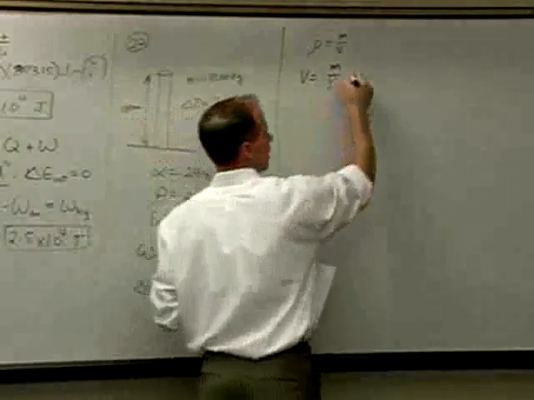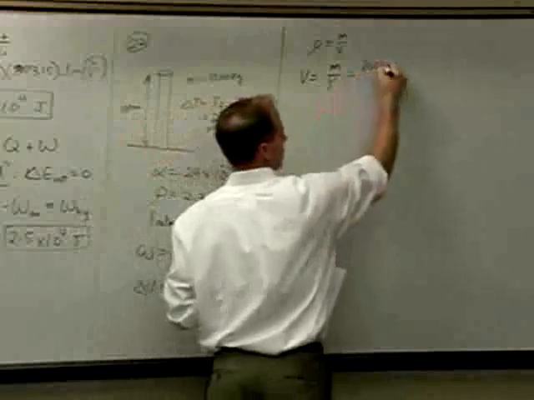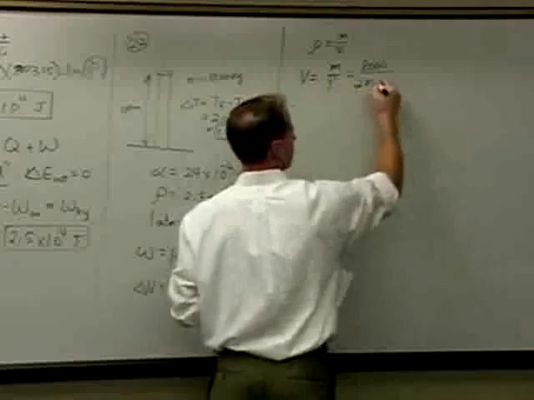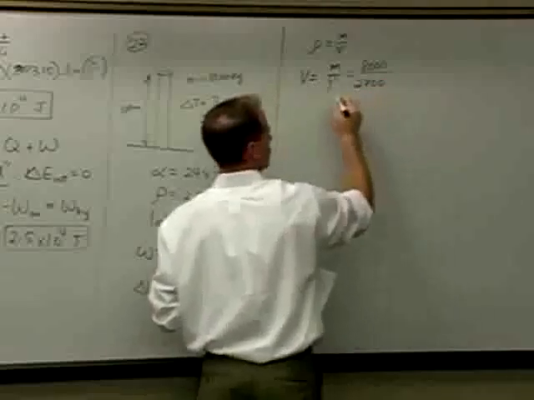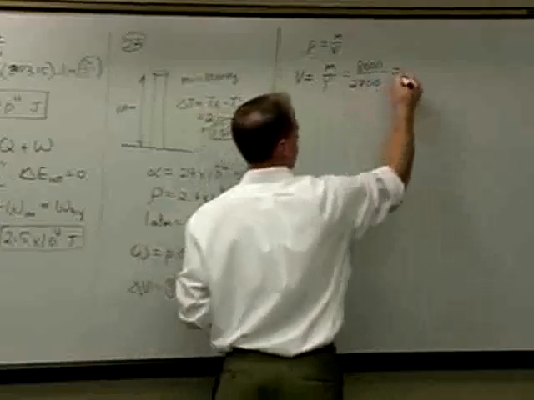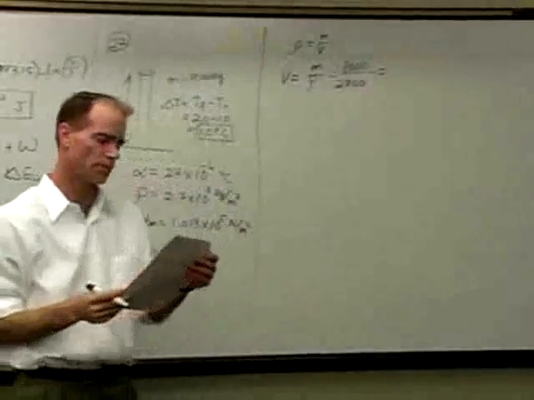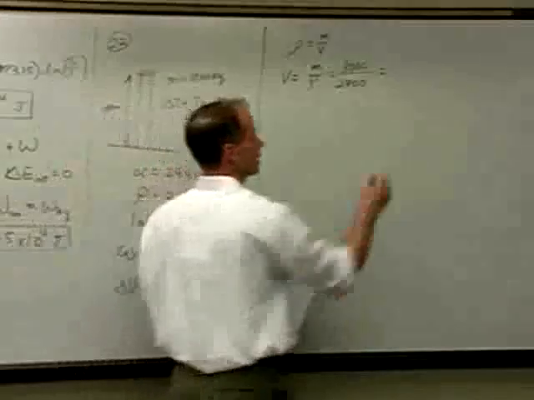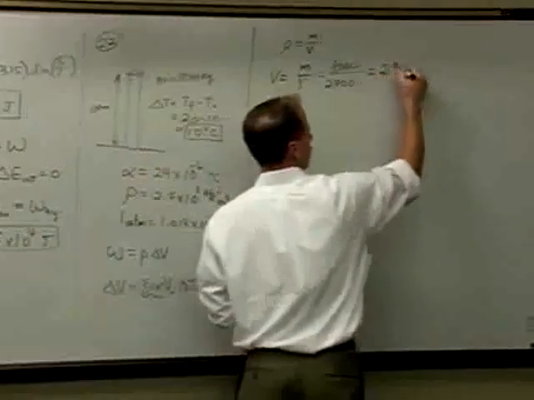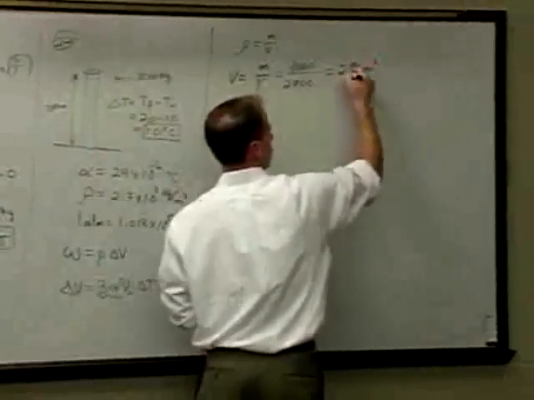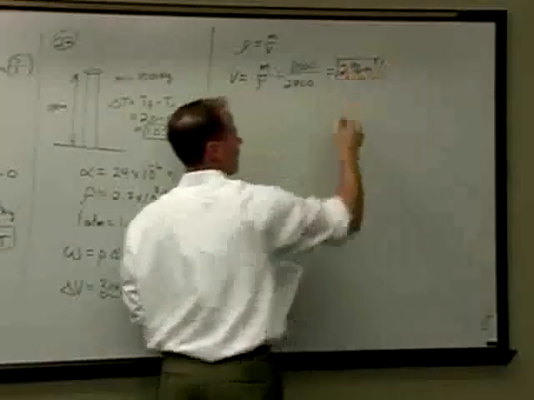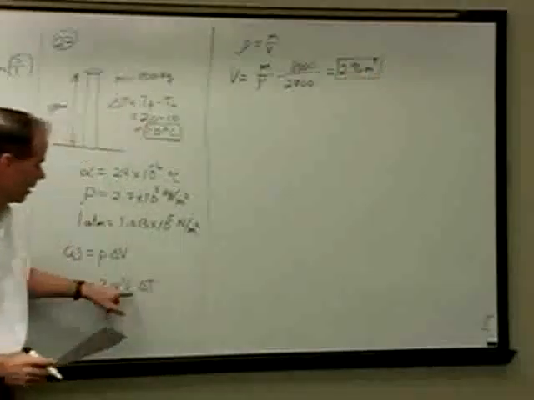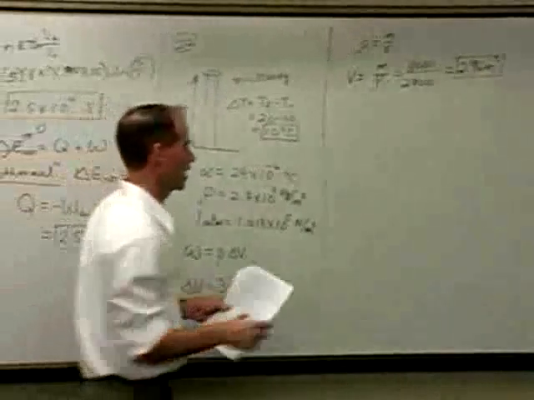And so if I take 8,000 kilograms divided by 2.7 times 10 to the 3, 2,700 kilograms per meter cubed, that would be the volume of this flagpole. And that comes out to 2.96 cubic meters. So that is the initial volume of this flagpole, and that's what's going to go in here. Now I can find my change in volume.